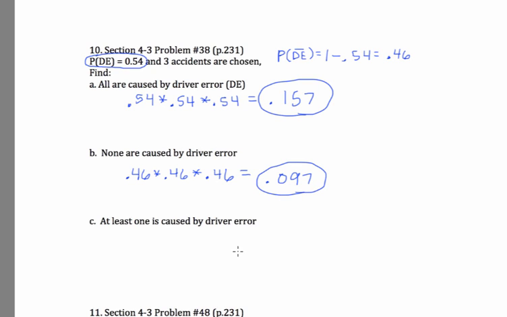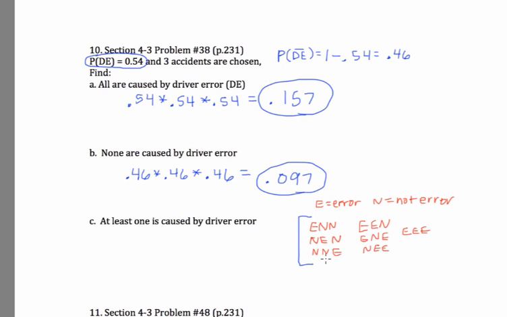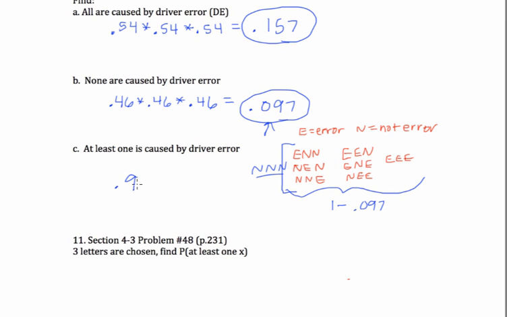The probability that at least one is caused by driver error. Again, that is a really hard probability to figure out because if you did this directly, you'd have to figure out all these situations and all their probabilities. The first one error, the second two not. The first one not, the second one error, the third one not. The first one error, the second one not, the third one error. You have to figure out all these probabilities and then add them together. We could do that, but it takes a long time. What I'm going to just do is figure out this one case, not. We already have that. And then I know that these are going to be 1 minus the probability of no error, no error, no error. So 1 minus 0.097 or 0.903.